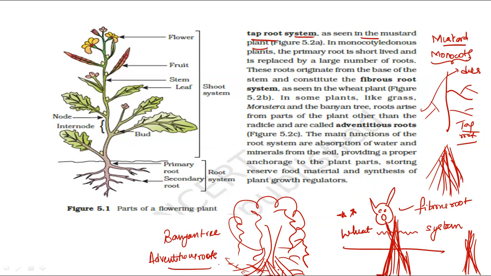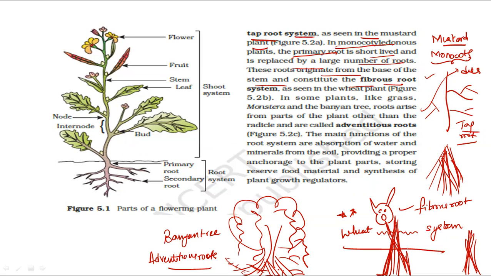Okay, now let us read it. In monocotyledonous plants, the primary root is short-lived and it is replaced by a number of roots. So we studied that the primary root is short-lived, it is replaced by a number of roots. These roots originate from the base of the stem and they constitute the fibrous root system. So taproot, we know primary root, secondary root, tertiary root. Example is mustard. What happens in fibrous root system?